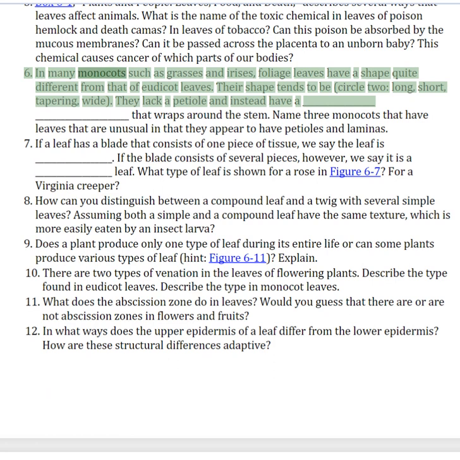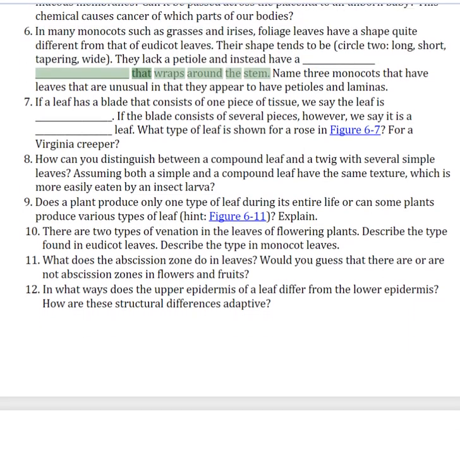6. In many monocots such as grasses and irises, foliage leaves have a shape quite different from that of eudicot leaves. Their shape tends to be ___. They lack a petiole and instead have a ___ that wraps around the stem. Name 3 monocots that have leaves that are unusual in that they appear to have petioles and laminas.